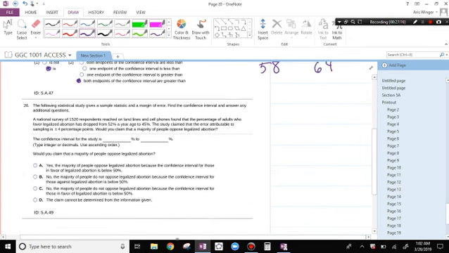A national survey of 1,520 respondents reached on landlines and cell phones found that the percentage of adults who favored legalized abortion had dropped from 52% a year ago to 45%. The study claimed that the error attributed to its sampling is plus or minus 4 percentage points. Would you claim that a majority of people oppose legalized abortion?